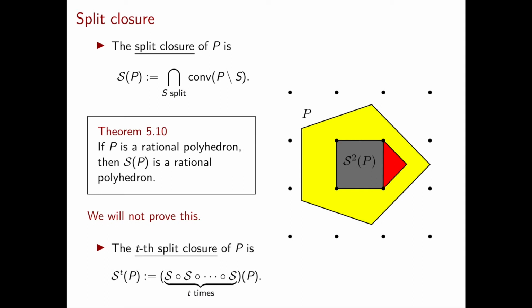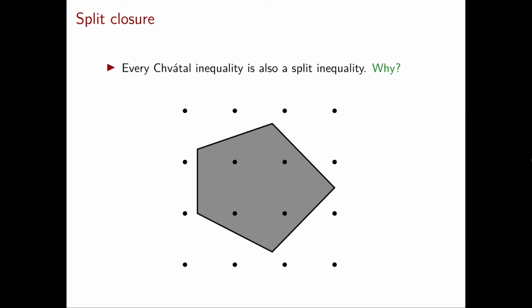The next natural question we know very well is, do split closures converge to the mixed integer hull of P? Well, we now see a very simple observation that will allow us to conclude that we do have a finite convergence in the pure integer case. And this observation is that every Chvátal inequality is also a split inequality. How can you see that?